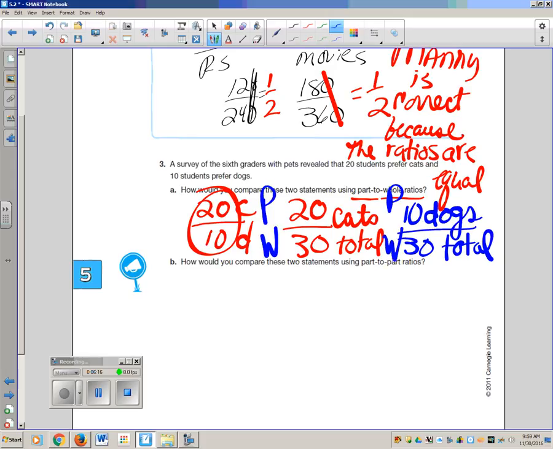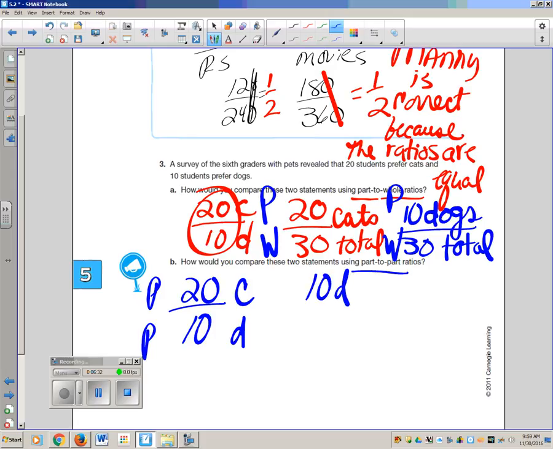If you wanted to do part to part, you're going to have to compare the cats to dogs. So 20 to 10, part to part. So that's cats, that's dogs. On this one, you can write it either way. So you can do 10 dogs to 20 cats. You're still a part to part. Okay, that's it for this section. Just reviewing again, part to whole, and writing your ratios.